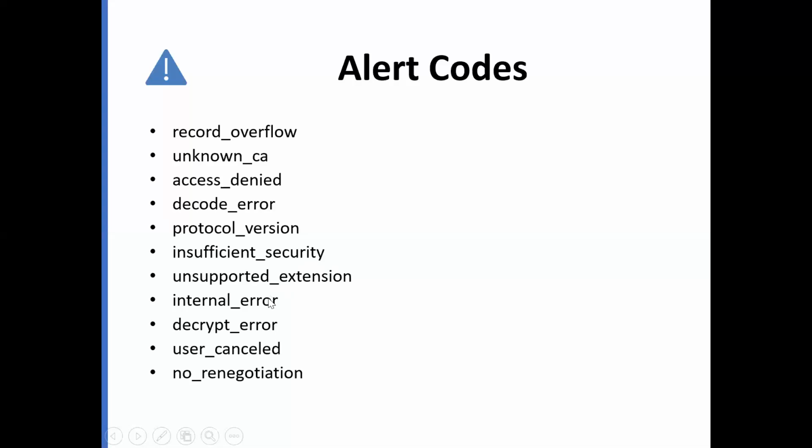Suppose there is an issue where the correctness of the protocol makes it impossible to continue. If any mistake happens, if the protocol is not working correctly, at that time internal error occurs. Then decrypt error. As the name indicates, decrypt means you need to decrypt the data. At the time, if any handshake cryptographic operation fails, if any handshake cryptographic function fails, at that time decrypt error occurs.